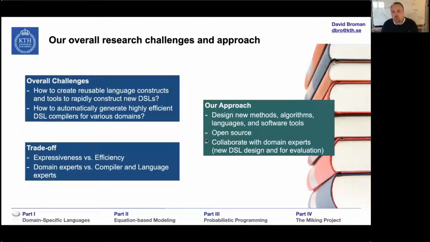So what we try to do is focus on methods, algorithms, languages, and software tools for DSLs. And we also have the policy to do everything open source. Then I collaborate with other groups that are domain experts in their fields and try to develop new domain-specific languages in their field, with their domain knowledge and with our methods and our tools. So this is both to invent new DSLs that can be really useful in these domains, and also an evaluation of our approach to show that it actually makes sense. I'll give some examples of ongoing projects later on in this talk.